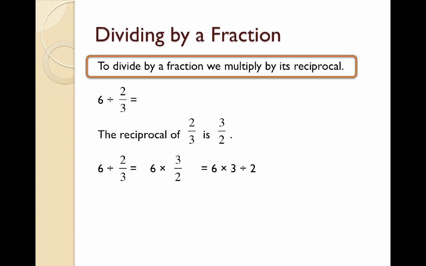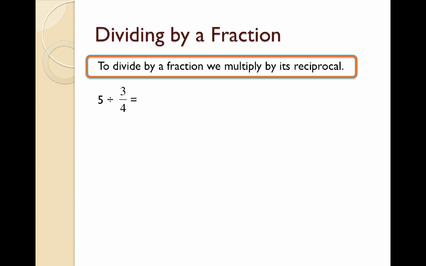And we can do this using the order of operations. We work from left to right, and 6 times 3 gives us 18, and then we divide it by 2. And 18 divided by 2 is 9. So 6 divided by 2/3 is 9. There are 9 2/3s in 6 wholes. Let's take a look at one more example.